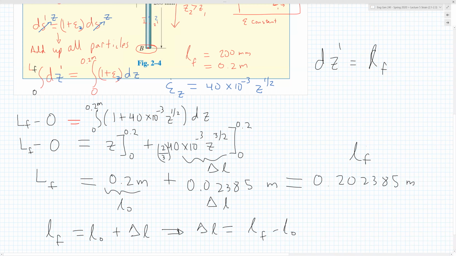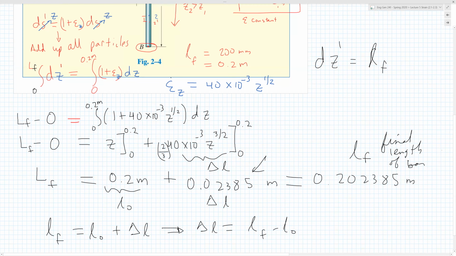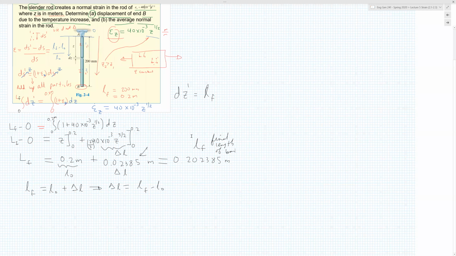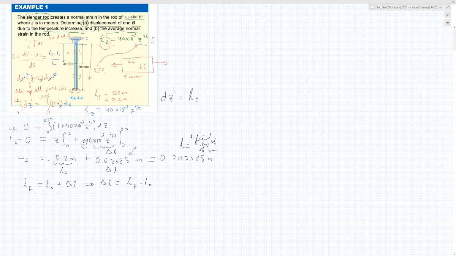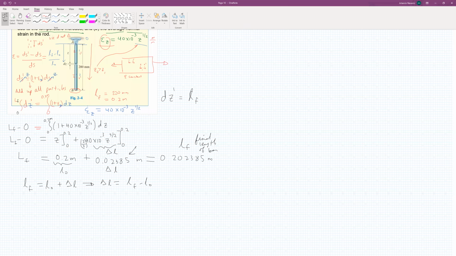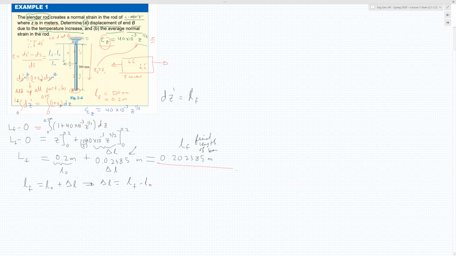So that's how much the final length of the bar, point B, displaced. That is the final length of the bar. And that's how much point B displaced, how much it changed its position, because it's located there. Any questions on that? So that's the instantaneous. Every single little point did its contribution. Hopefully that answers your questions, everyone.